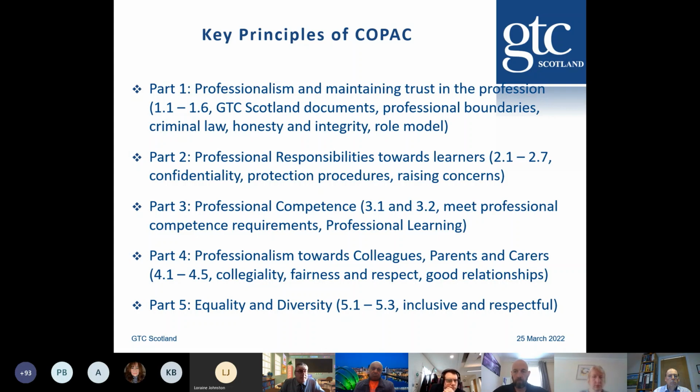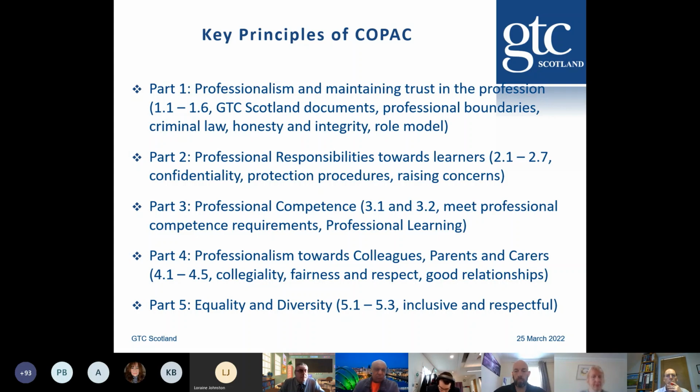Part two of COPAC is entitled Professional Responsibilities Towards Learners. That's about treating sensitive personal information about learners with respect and confidentiality. It's about being truthful, honest and fair in relation to information you provide about learners. It's about motivating learners to realise their full potential. It's about maintaining up-to-date knowledge of and complying with child and protected adult protection procedures. It's about raising any concerns you may have about the behaviour of a colleague in connection with a child or protected adult. And it's about being aware of the general principles of the United Nations Convention on the Rights of the Child and ensuring that you act on that awareness, so that you're acting in the best interests of learners.